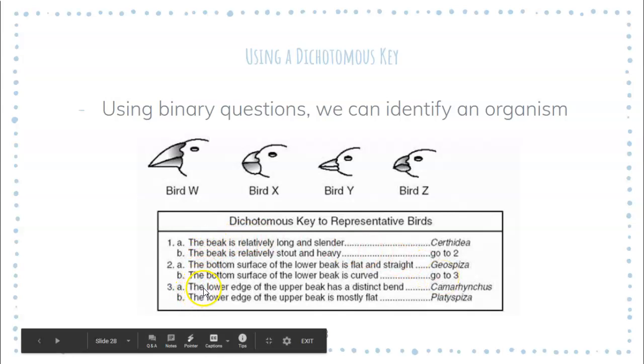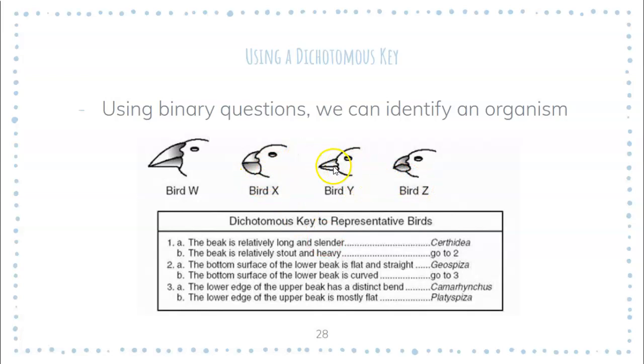And then the lower edge of the upper beak has a distinct bend or is mostly flat. So if you look at that, that looks like a straight line to me. So I'm going to say that it's mostly flat, which means that this platyspiza would be the scientific name of bird X. And then you just continue on answering the same questions for each of the birds that you're given or each of the organisms that you're given until you have identified all of them. And that's how you use a dichotomous key.